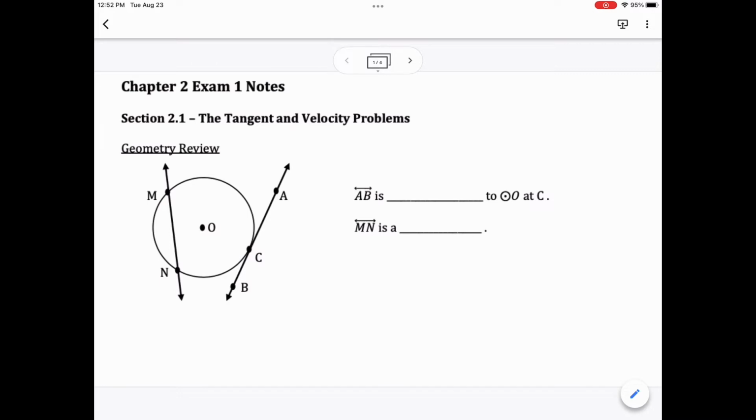As you can see on the left, we have a circle and two line segments, one going through two sides of the circle, MN, and one that is just touching the side, which is CB. Okay, so line AB is what to a circle O? Since it's only touching at one point, we would consider that tangent at C. MN is going through the circle, so we call it a secant to the circle O.